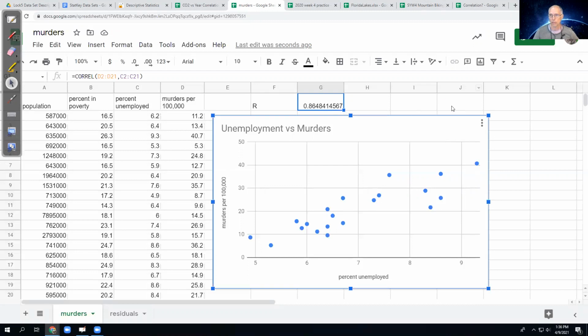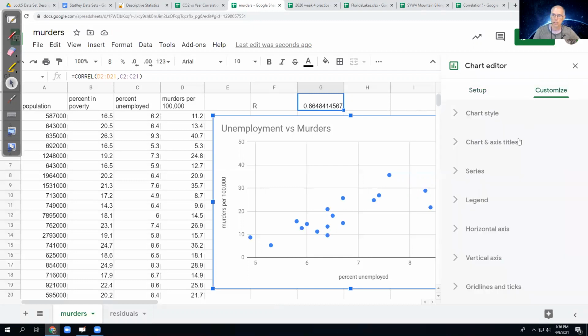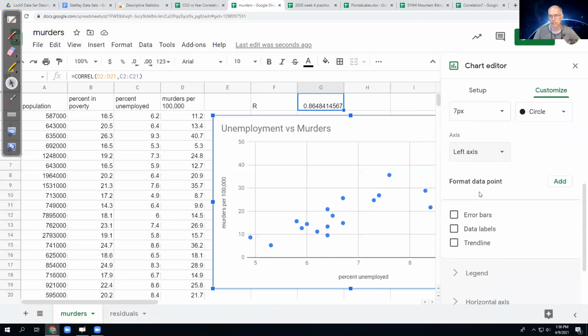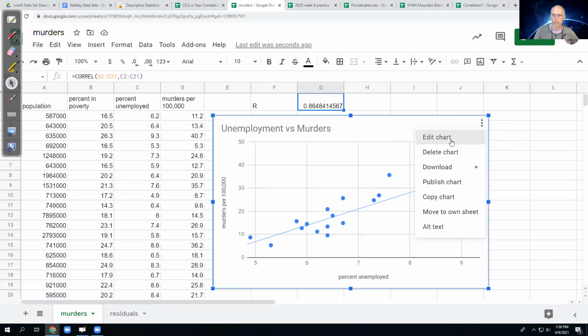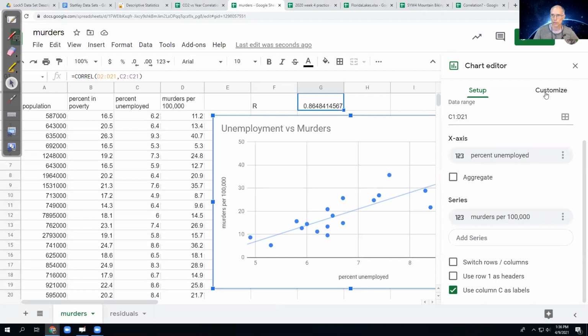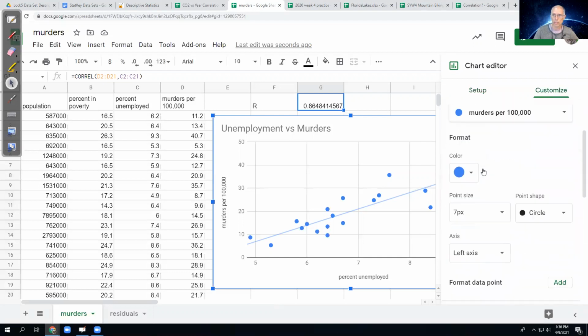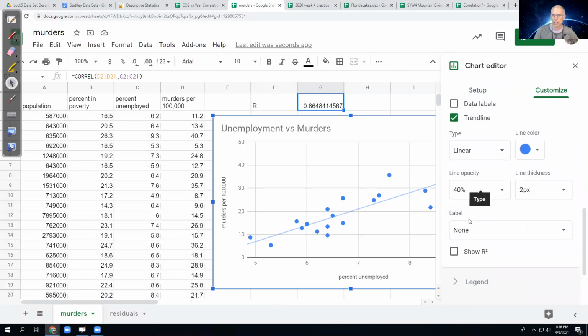I can ask for a line on the graph. To do that, I can edit my scatter plot, customize series, and ask to see the trend line. Kind of like in StatKey, I can see the trend line there. If I want the equation for the trend line, I have a couple of options. One is to go back to edit, and under customize series, after trend line, I can say label with the equation.